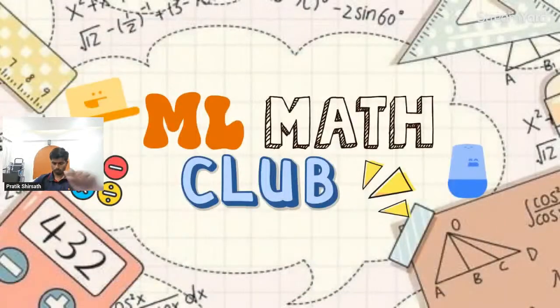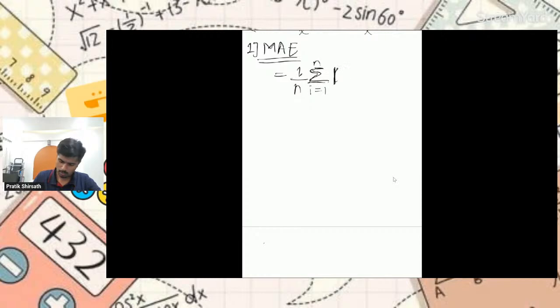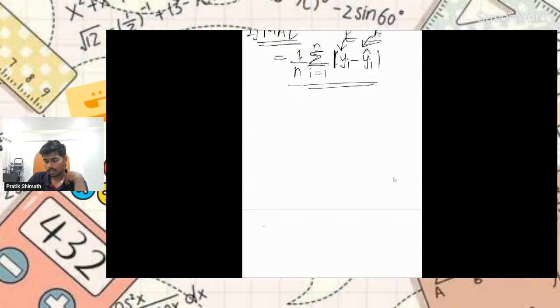Now let us go to the iPad. Okay, let's start. So for example, let us take an example. First is MAE, mean absolute error. Everyone knows what mean absolute error is. It is nothing but 1 upon n, summation from i equal to 1 till n, of the modulus of yi minus yi cap. Of course, yi cap is the predicted value and yi is the actual value. That's all it is. What you have to do after this is very important.